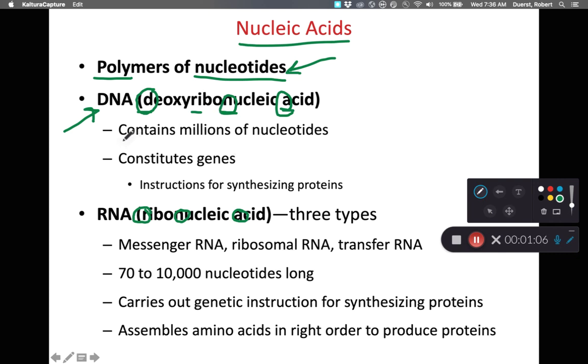DNA tends to be the larger of the two. It contains millions upon millions. One molecule of DNA will have millions of nucleotides, and it's used to make our genes, and those genes contain the instructions for synthesizing protein molecules.